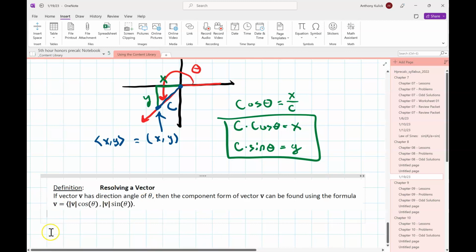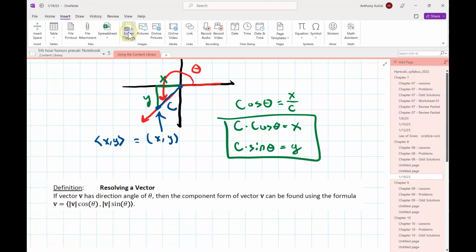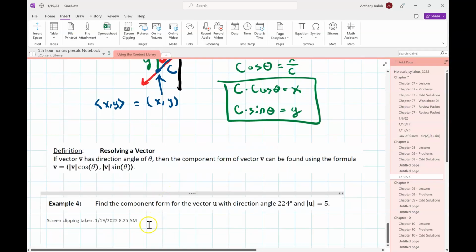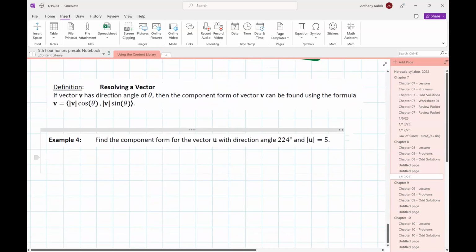I love it when things just are what they should be. You know what I mean? I'd expect cosine to go with the x, and it does, and sine to go with the y, and it does, and everything makes sense. It fits my expectation. That'll be easy to remember for me.